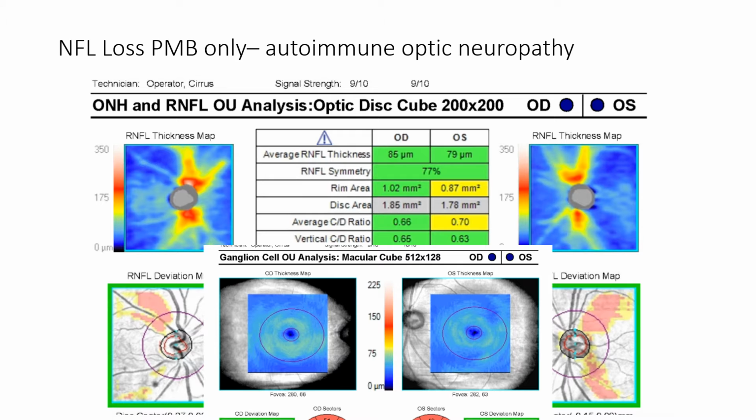These are the RNFL and GCC reports for that same patient. We can see that although the average RNFL thickness is in the normal range, there are areas where the retinal nerve fiber layer deviates from what we expect. But more telling is the GCC thickness map, which shows severe thinning in both eyes. This patient has autoimmune optic neuropathy and had vision in the 20/200 range, which improved to 20/80 after receiving steroids.